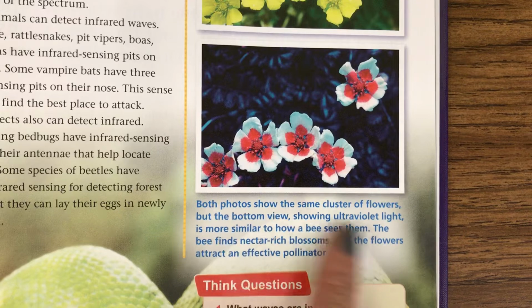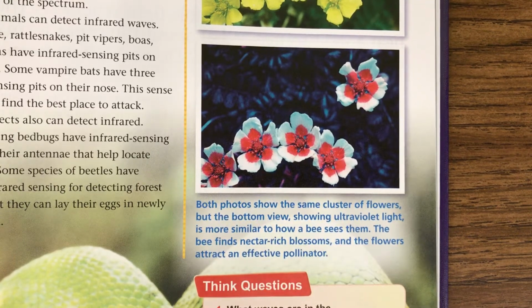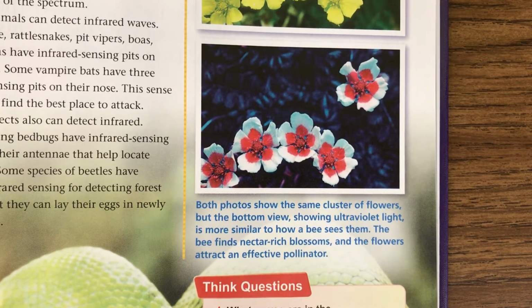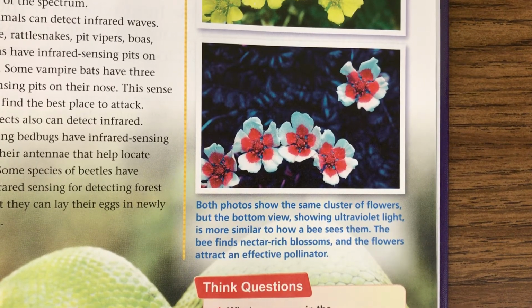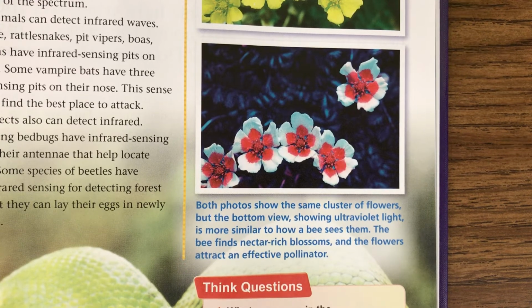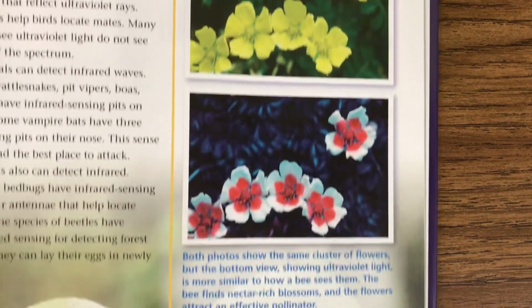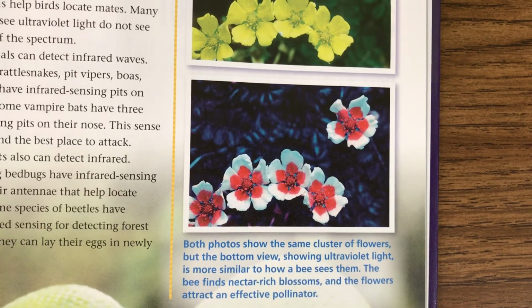I'm going to read the caption for the photos. Both photos show the same cluster of flowers, but the bottom view showing ultraviolet light is more similar to how a bee sees them. The bee finds nectar-rich blossoms, and the flowers attract an effective pollinator. So there's what we see at the top, and then there's what bees see at the bottom.